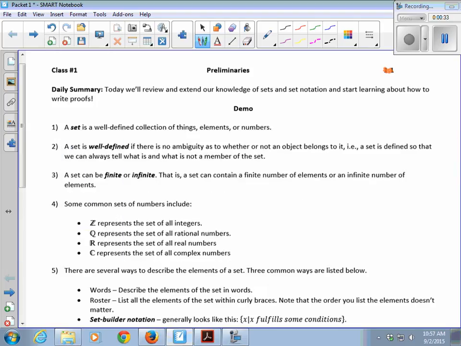All right, a set is a well-defined collection of things, elements, or numbers. A set is well-defined if there's no ambiguity as to whether or not an object belongs to it. So a set is defined so that we can always tell what is in it and what is not in it. A set can be finite or infinite. It can contain a finite number of elements or an infinite number of elements.